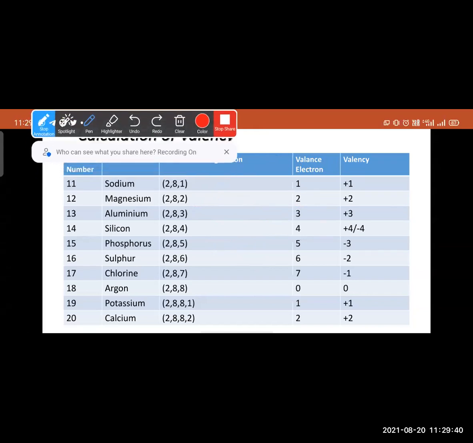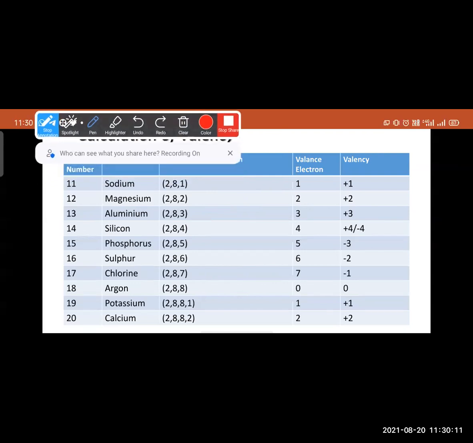In case of aluminum, atomic number is 13, electronic configuration 2, 8, 3. Outermost orbit contains 3 electrons. The 3 electrons are the valence electrons. It will be easy to donate 3 electrons instead of accepting 5 electrons. So the valency will be +3.